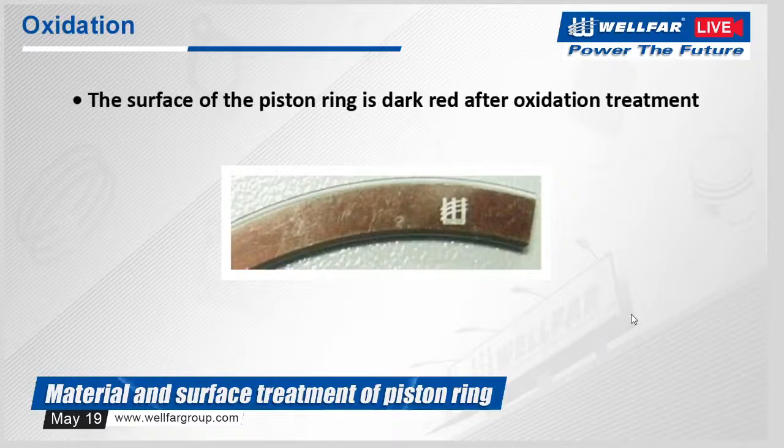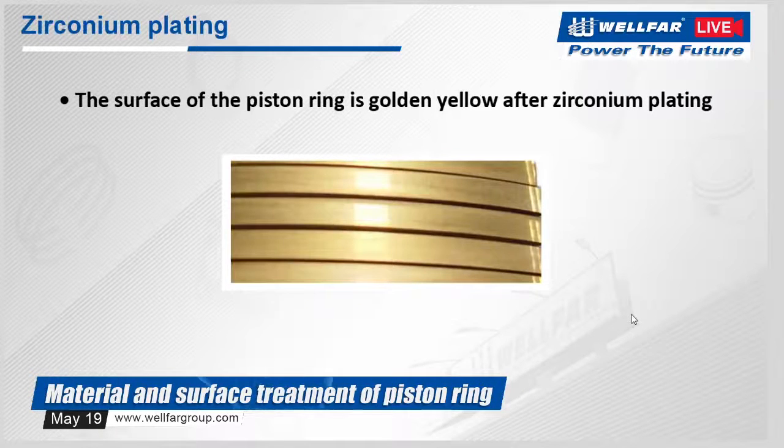And next part. The surface of the piston ring is dark red after oxidation treatment, and the surface of the piston ring is golden yellow after zinc plating.